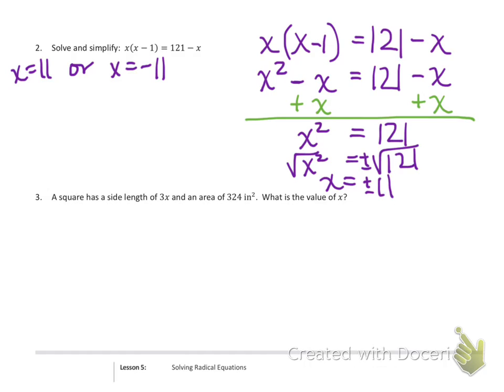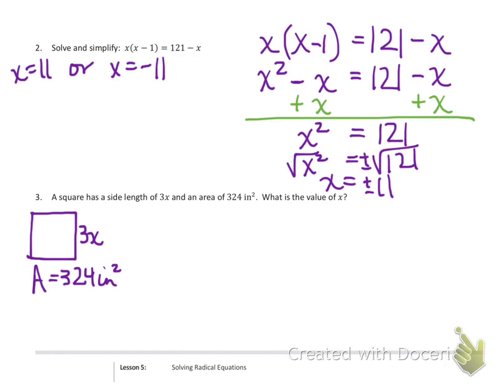All right, number 3 looks a little different. It's not just an equation. We're going to have to write an equation for this. A square has a side length of 3x and an area of 324 inches squared. So let's go ahead and draw a diagram. Side length is 3x and area equals 324 inches squared. What is the value of x?